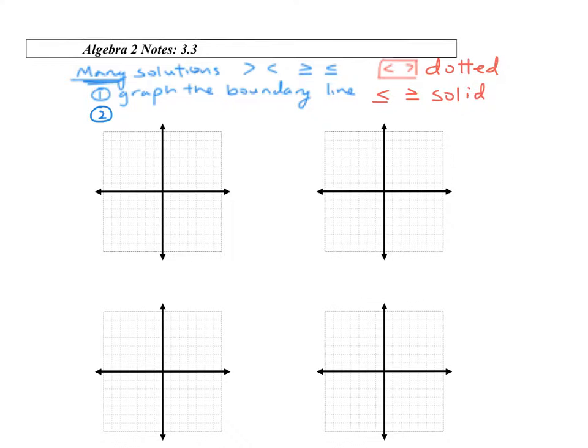Step 2 on these problems, you have to decide which side to shade.